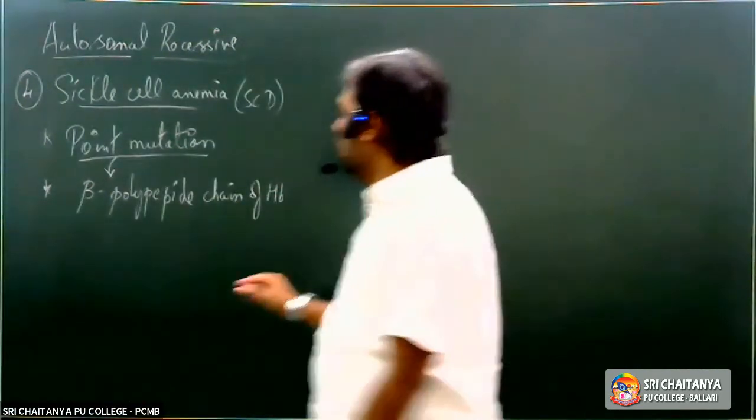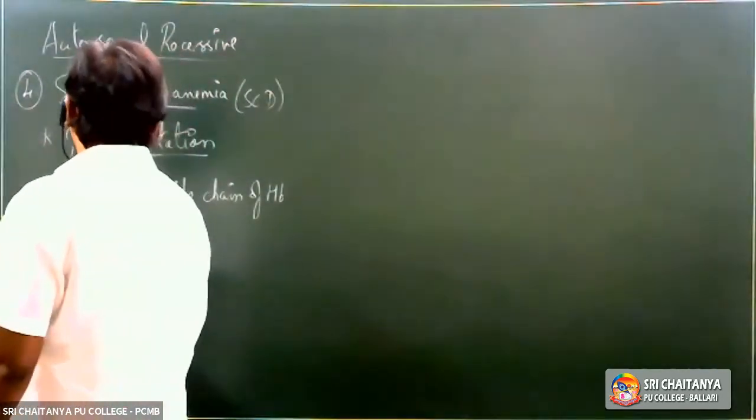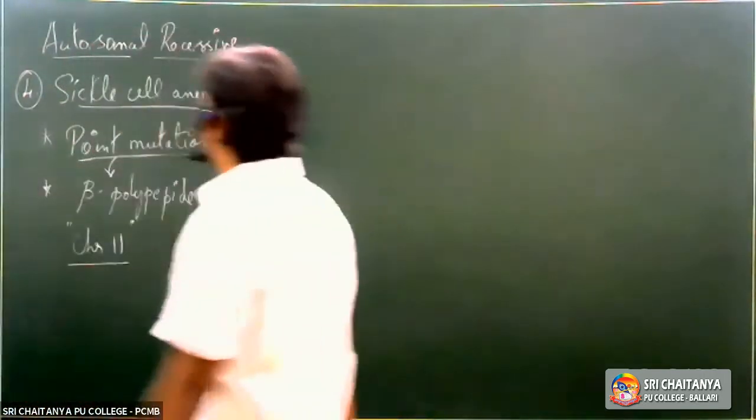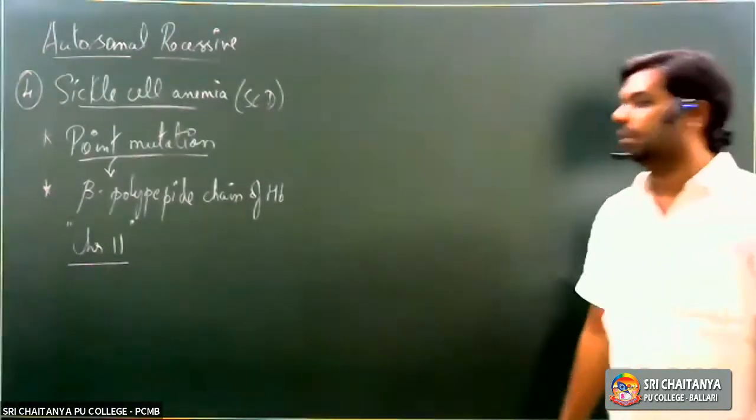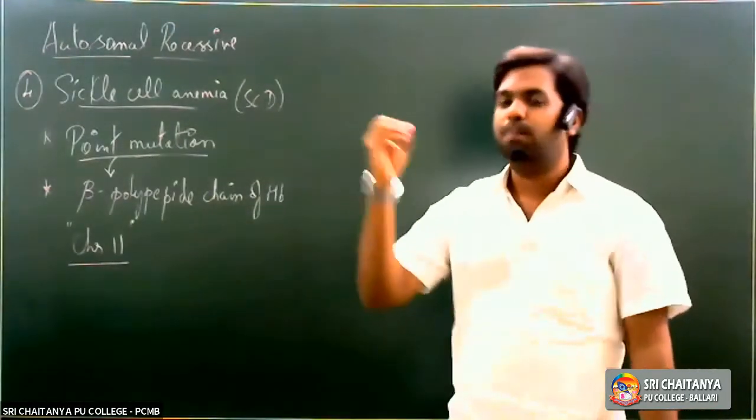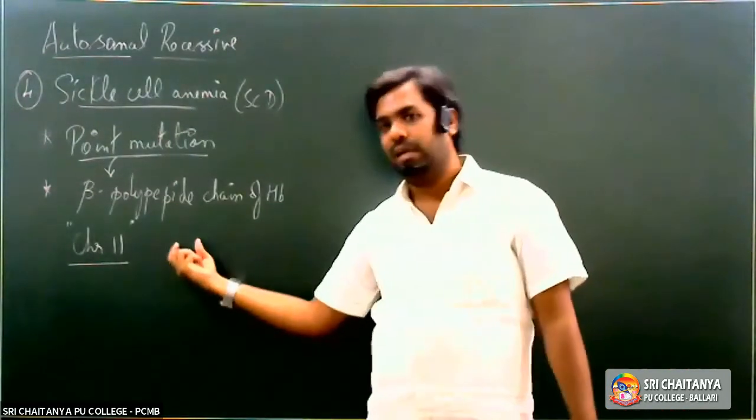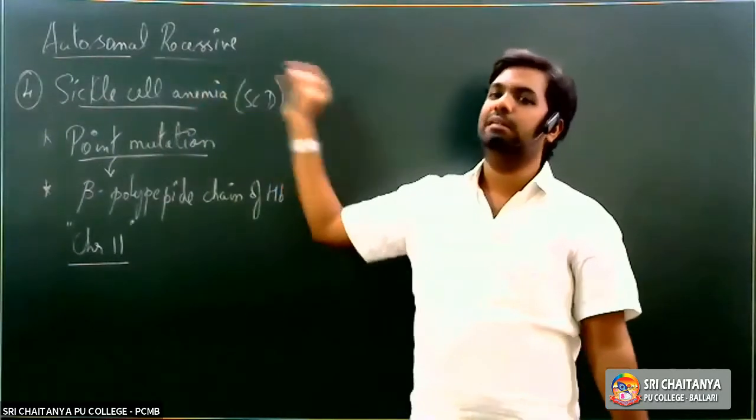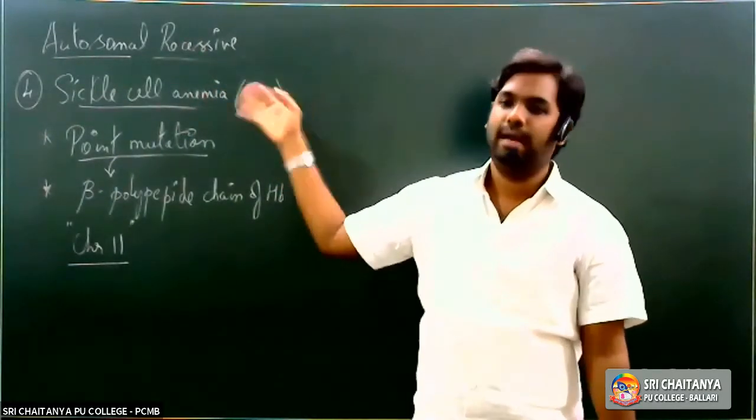And this gene is located on chromosome number 11. So the gene responsible for the synthesis of the beta polypeptide chain is located on chromosome number 11. A point mutation in that particular chain would lead to this condition called sickle cell disease, or rather sickle cell anemia.